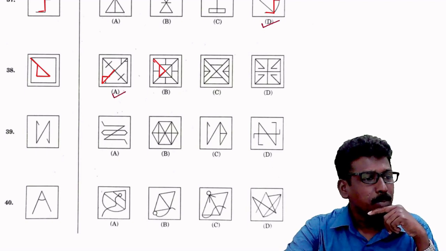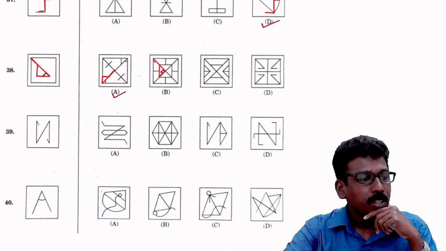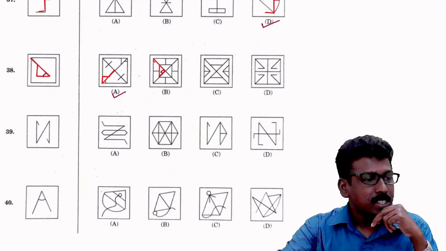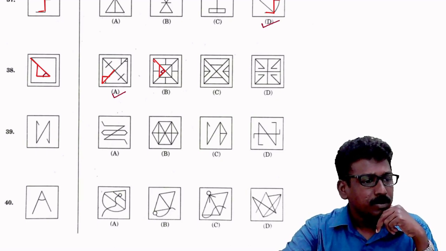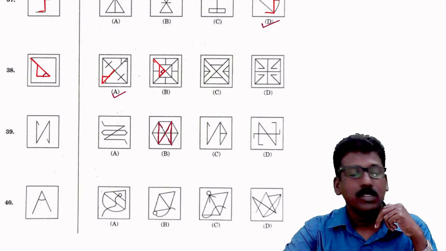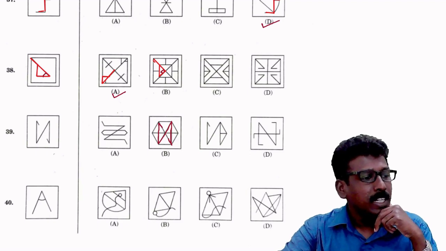What is the difference in B? Here you see the end point, it is a right angle. Here the end point makes an acute angle. So, A is the correct answer. Similarly, here an N-shaped figure. Yes, here you can see N. Here also two small marks. So, 39, B is the correct answer.